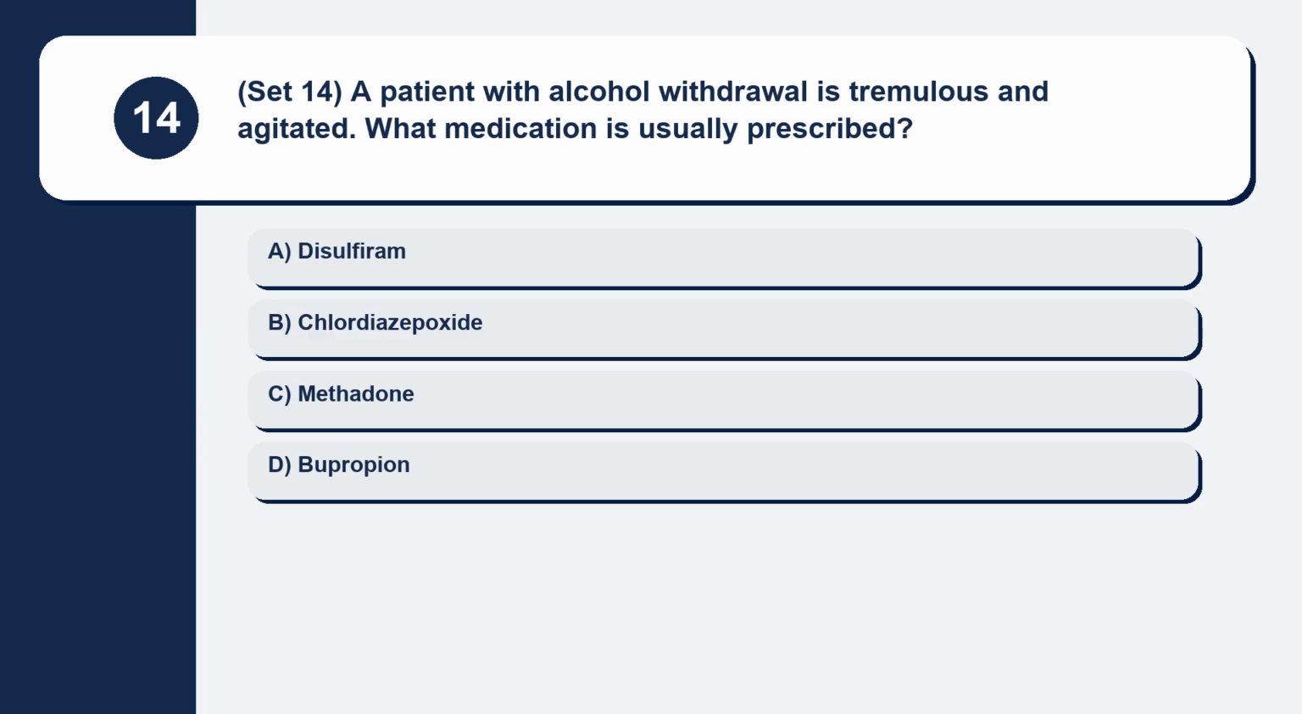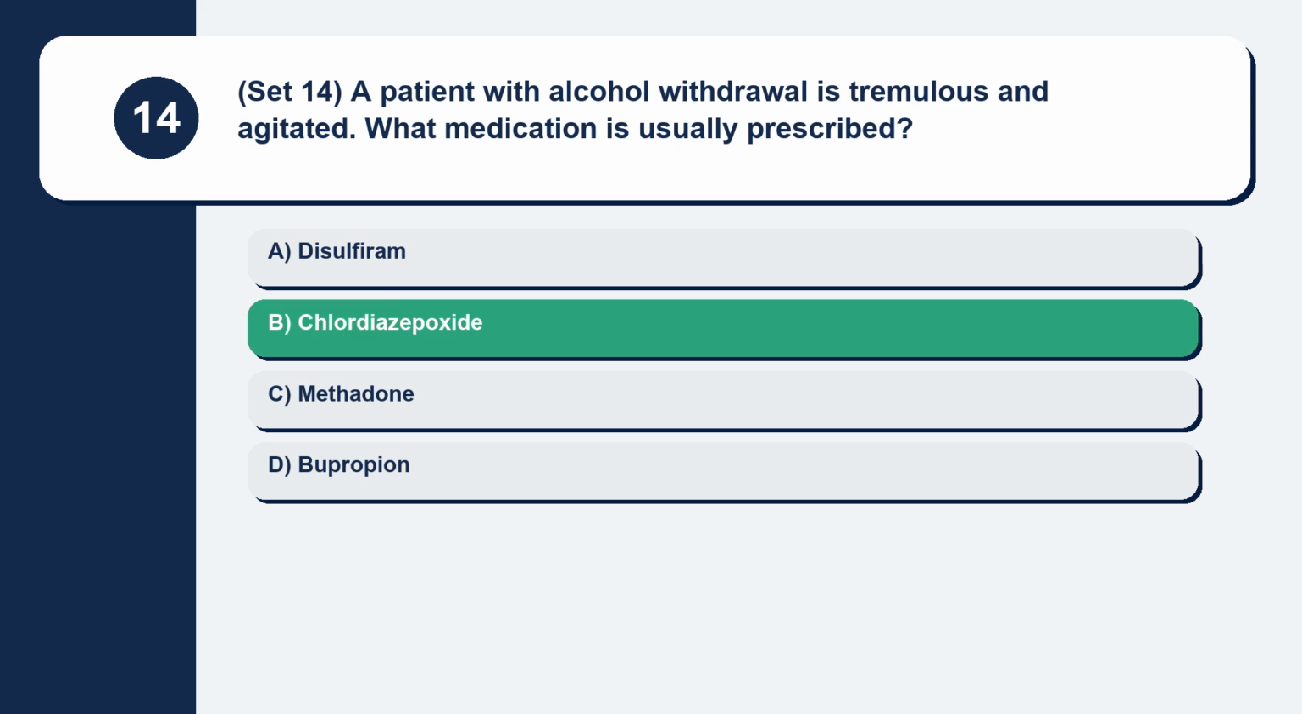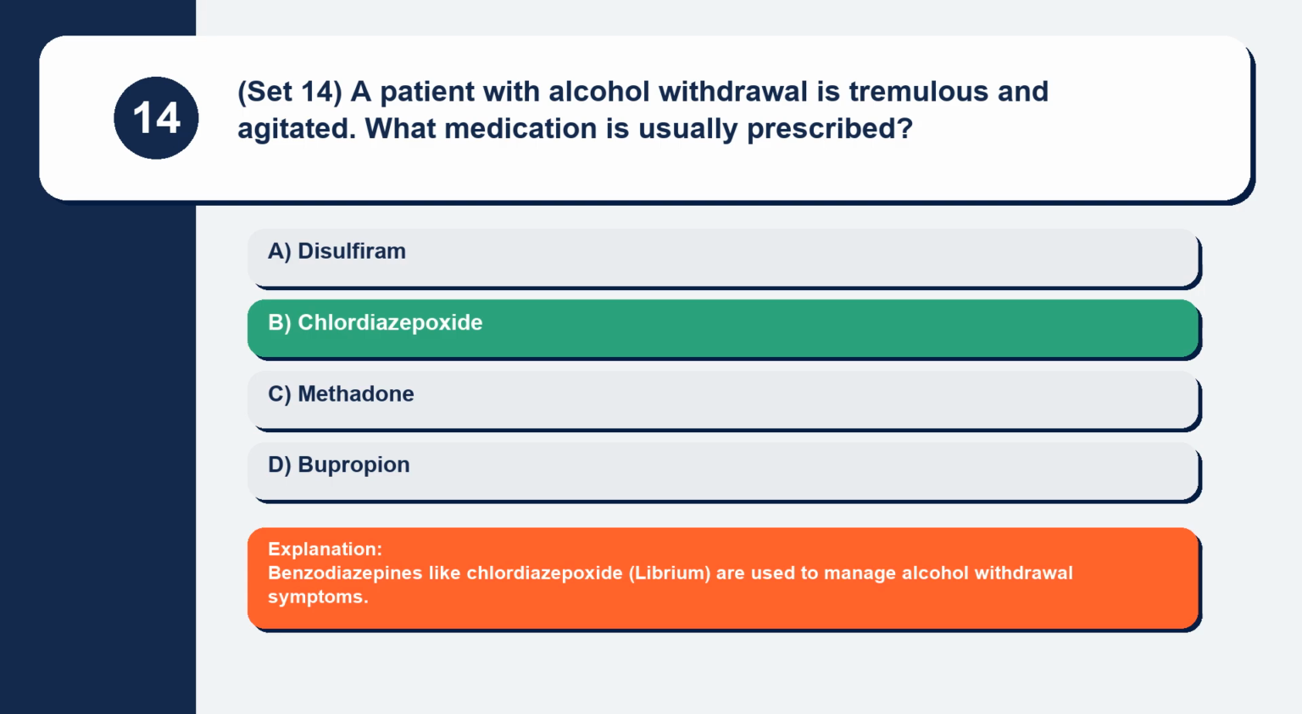Question 14. Set 14. A patient with alcohol withdrawal is tremulous and agitated. What medication is usually prescribed? Disulfiram, chlordiazepoxide, methadone, bupropion. Benzodiazepines like chlordiazepoxide, Librium, are used to manage alcohol withdrawal symptoms.